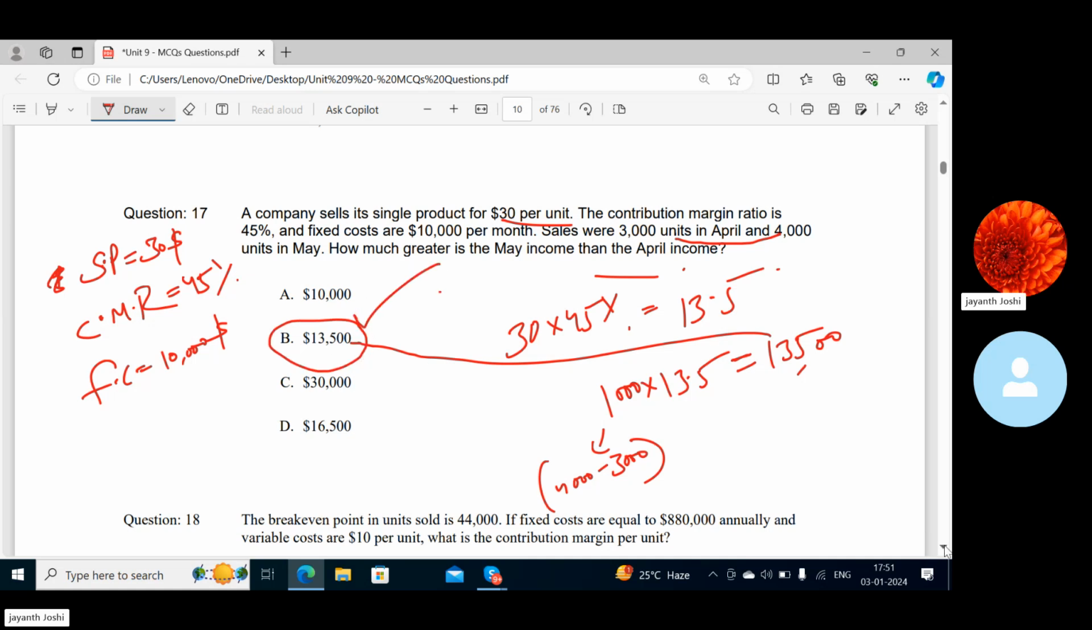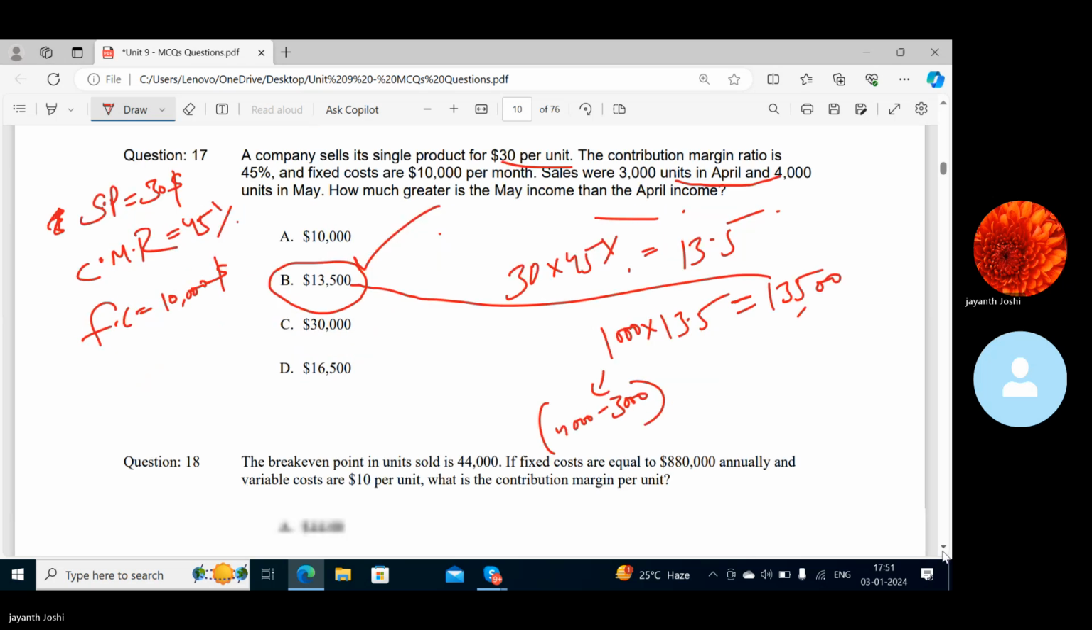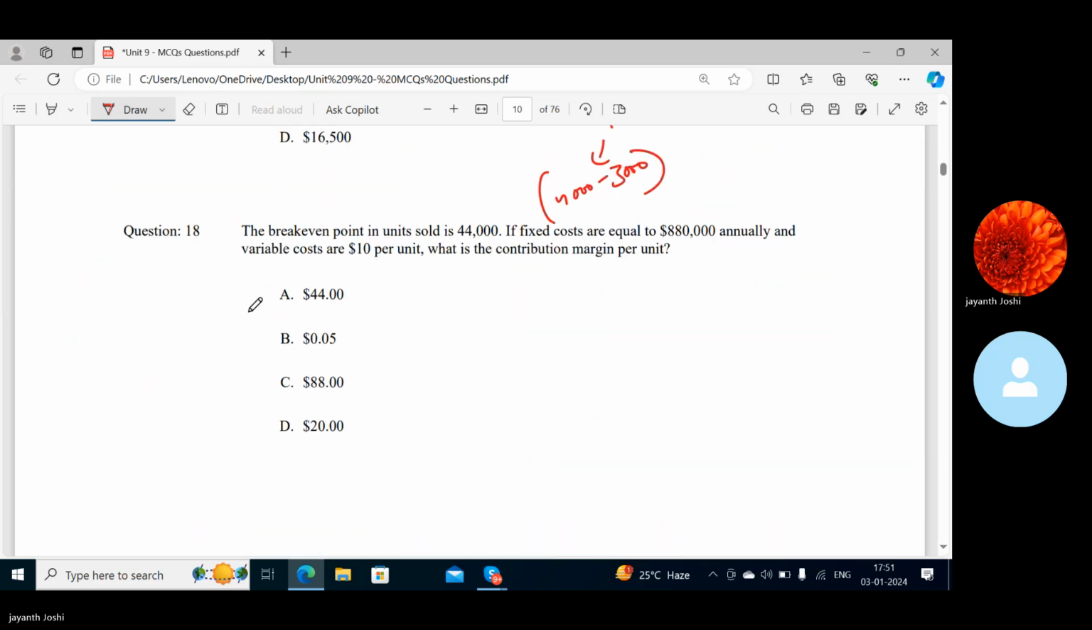Shall we move forward? Yes. Next question. Tell me the steps. What's the formula for contribution margin per unit? Contribution by sales into 100. So what is the break-even point, now in units, fixed cost, variable cost? Then how will you find out?